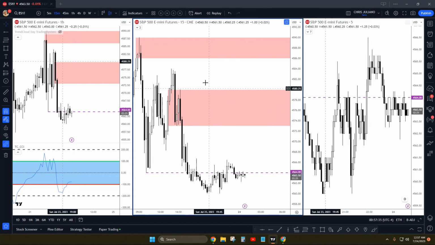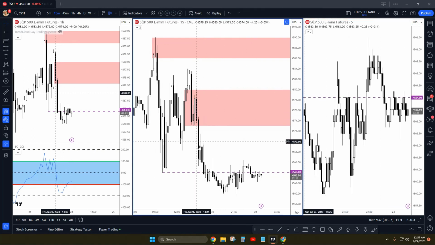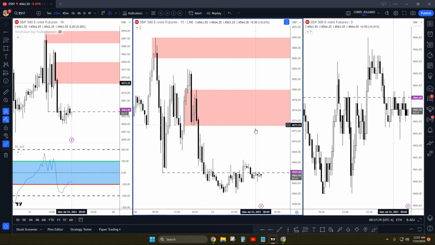Well, what you have to do is on the pullback, when this starts to pull back, you have to make sure that your high time frame CCI indicator does not blow past this positive 100 line. That's why I made it green.